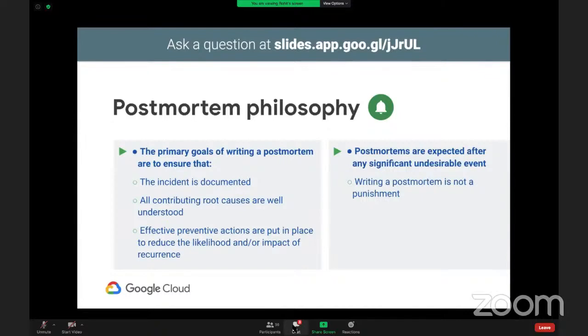Postmortems are a great opportunity to identify tasks that we can prove are a good idea.